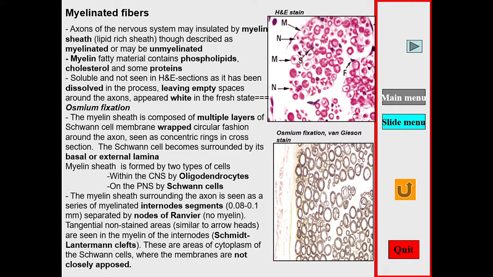Bismillah, assalamu alaikum. We are going to talk about the myelinated fiber. What we mean by myelinated fiber is that the axon is completely surrounded by a fatty material, and this fatty material contains phospholipid, cholesterol, and protein. This lipid-rich material forms an insulation for the axon for protection and to increase the velocity of the conduction of impulses.